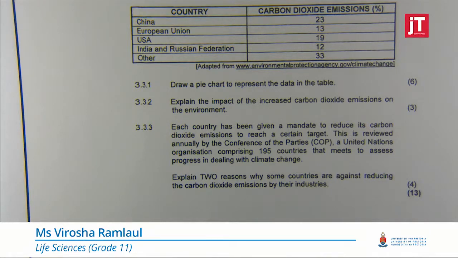Each country has been given a mandate to reduce its carbon dioxide emissions to reach a certain target. This is reviewed annually by the Conference of the Parties. I'm sure we heard about the COP conference, a United Nations organization comprising 195 countries that meets to assess progress in dealing with climate change. Explain 2 reasons why some countries are against reducing the carbon dioxide emissions by their industries. 2 reasons. How many marks? So for whatever you're going to say, you have to give me a statement and a reason. So you have to look at the marks.